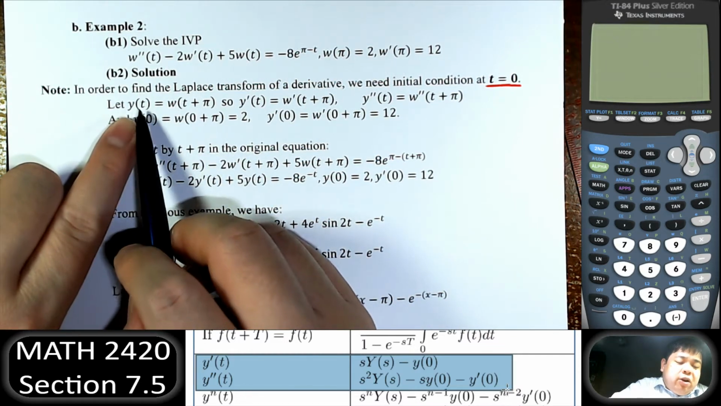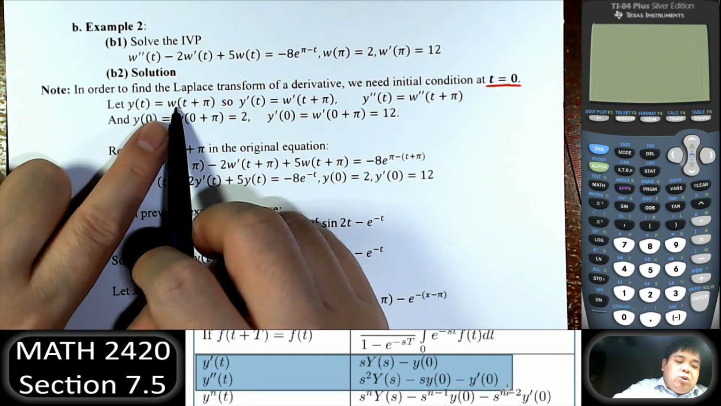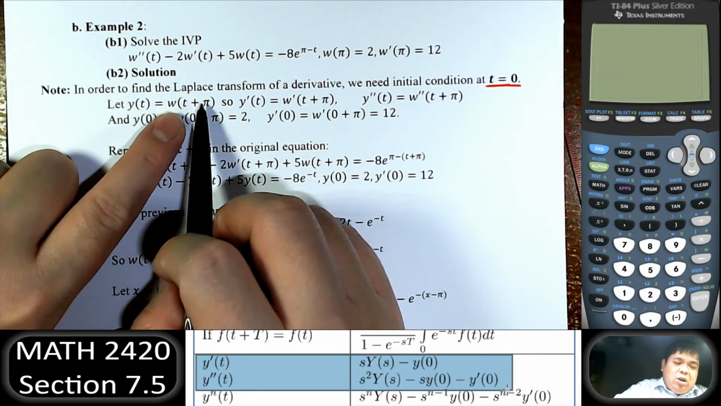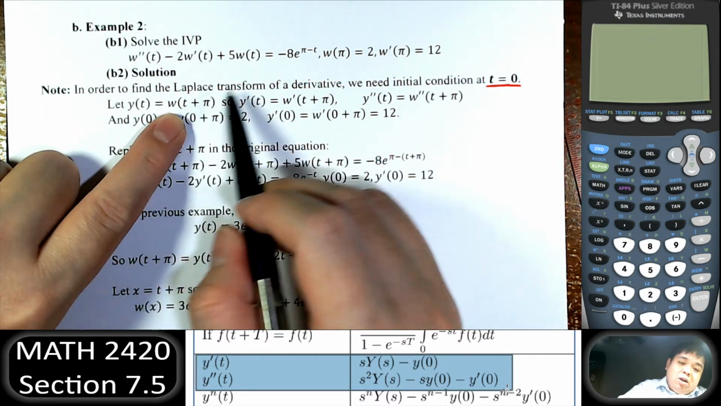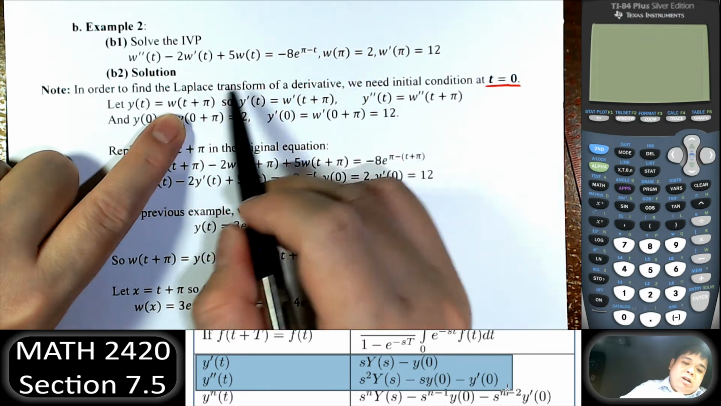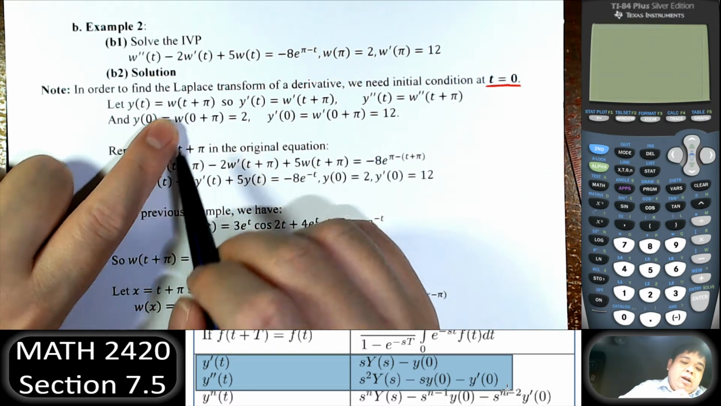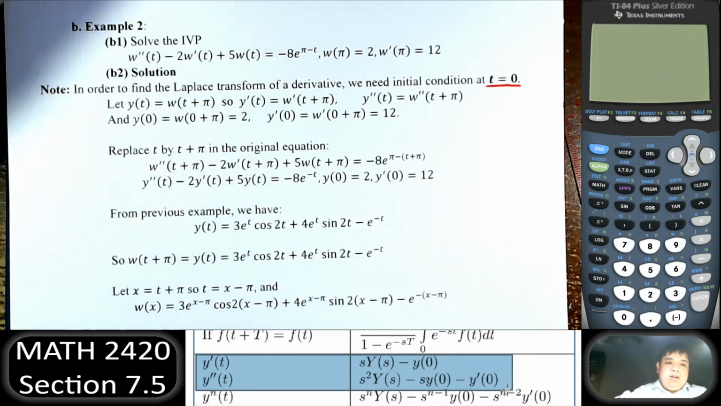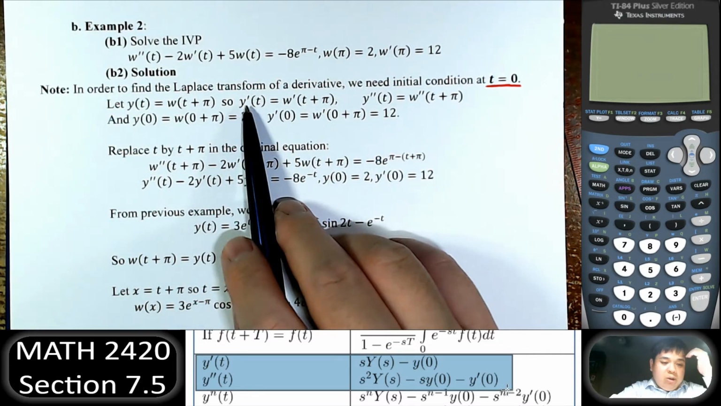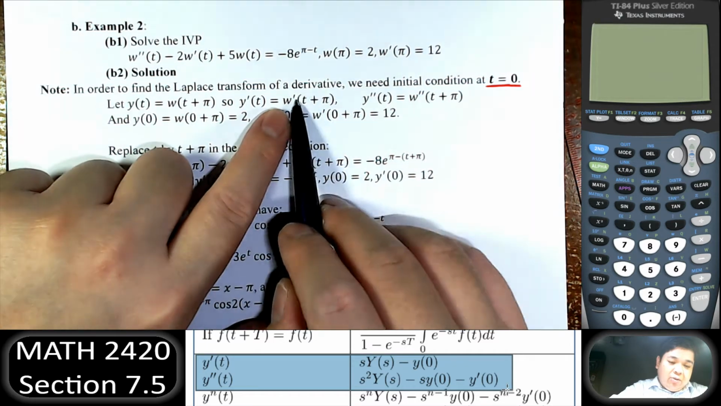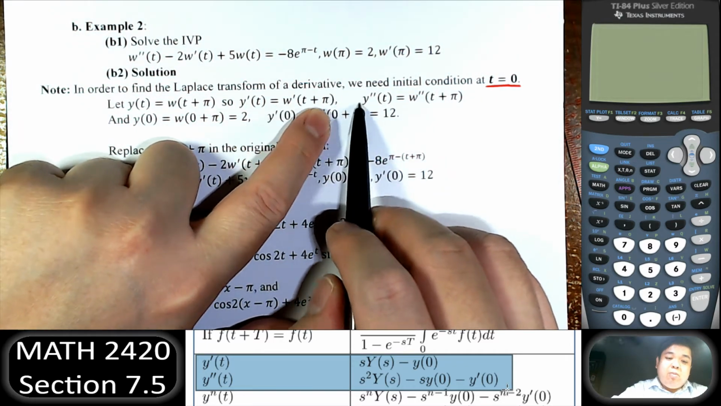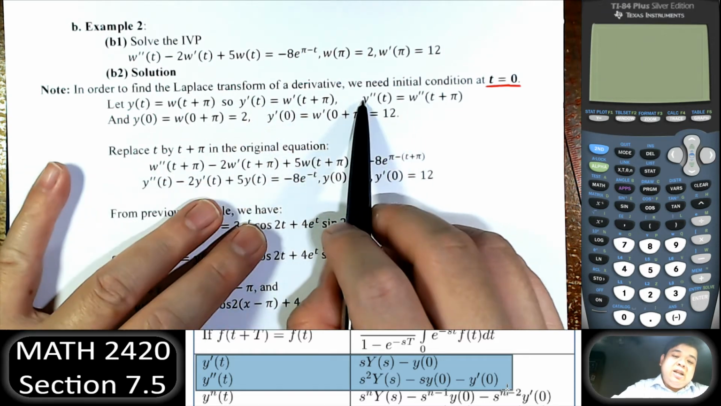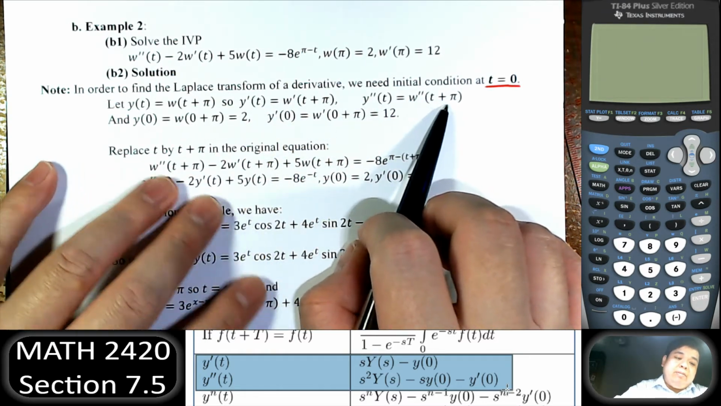Right, so first let y of t equal w of t plus pi. And you may say, why do we have the plus pi? Well, the plus pi is equal to this pi. So when we take the derivative, using the chain rule, the derivative of the function, and then the derivative of t plus pi, which is 1. So that's why the derivatives are equal. The second derivative will be equal to that.